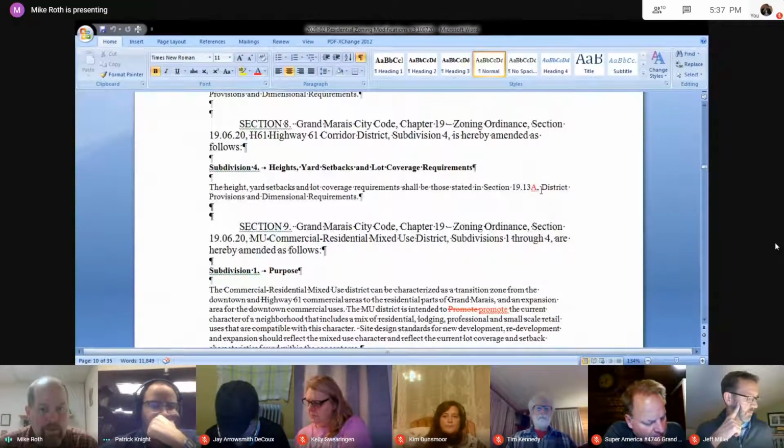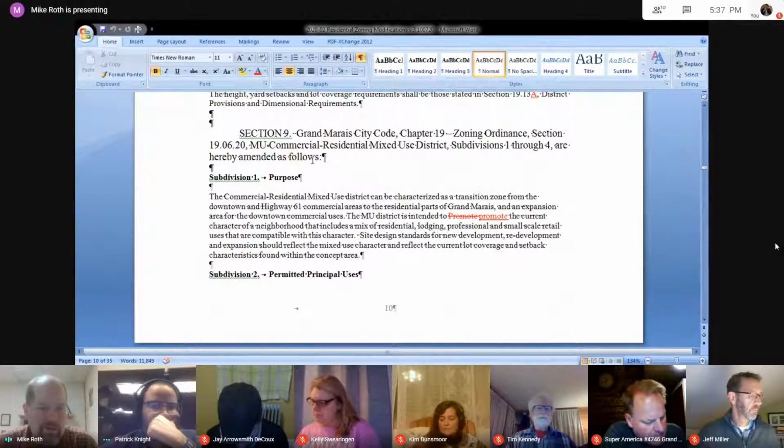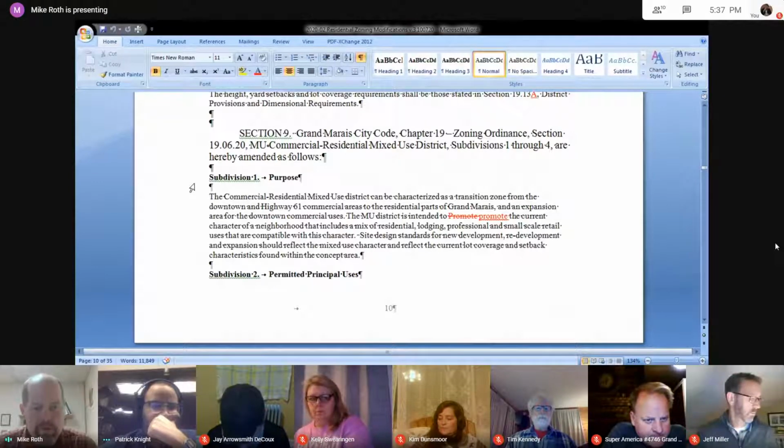And then we are renumbering here where we refer to the dimensional standards when we talk about the downtown stuff. And then we get to the MU, commercial residential mixed use district. There's quite a few changes included in the ordinance here. I would consider most of them restructuring, but some of them you could also consider policy changes, so we'll look at them.